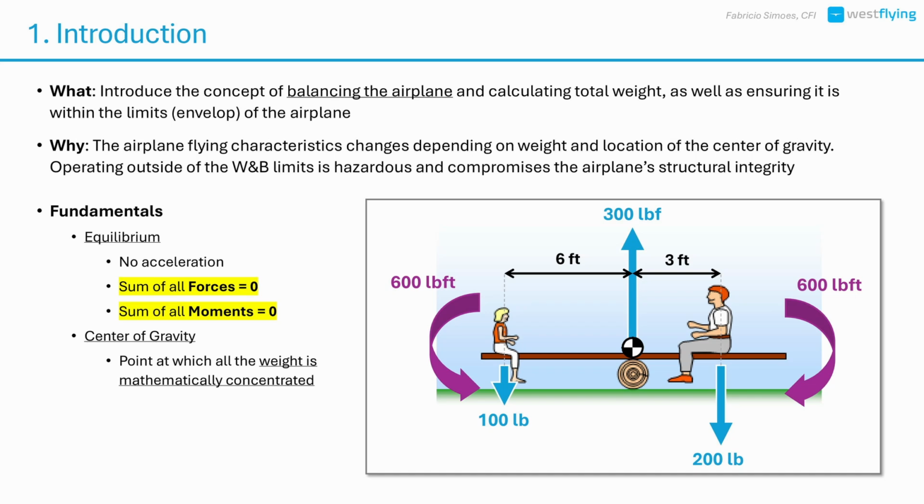Let's start by introducing the concept of weight and balance. What we're talking about here is ensuring that the airplane's total weight and the location of its center of gravity, or CG, are within the safe limits established by the manufacturer. This matters because the airplane's flying characteristics, its stability, controllability, and structural integrity change significantly depending on how much it weighs and where that weight is distributed.